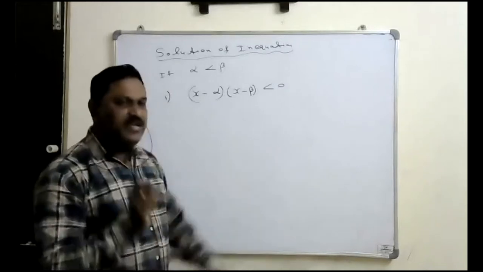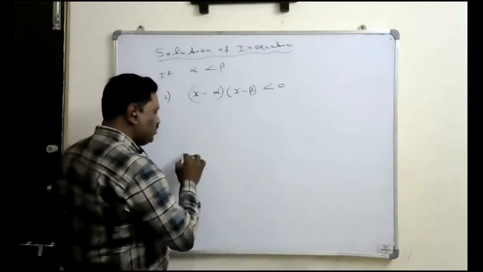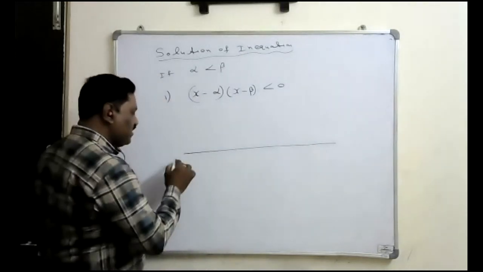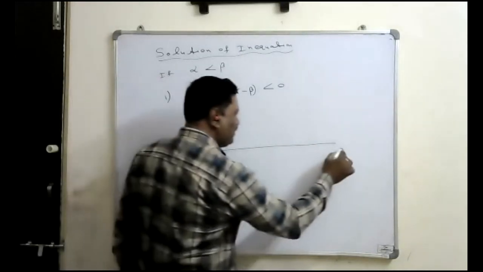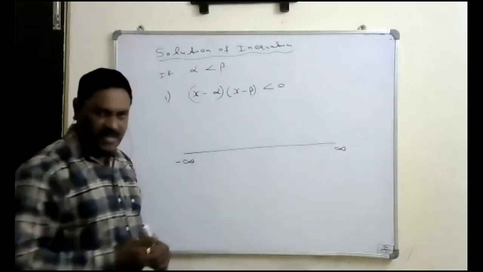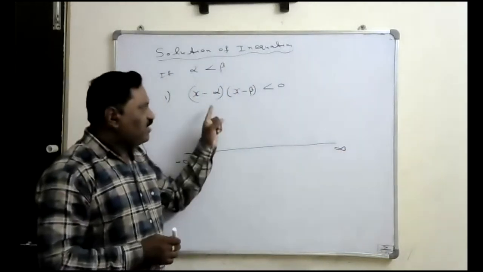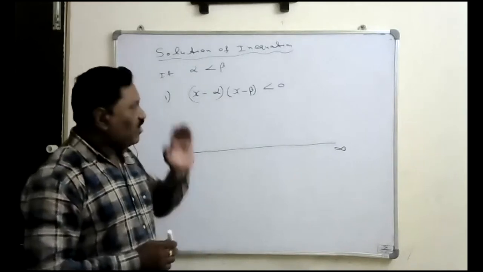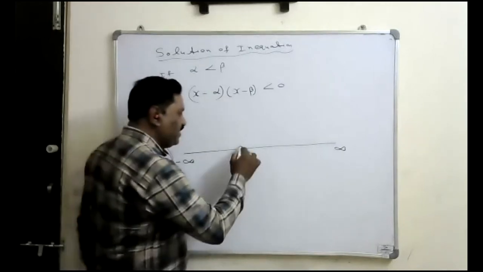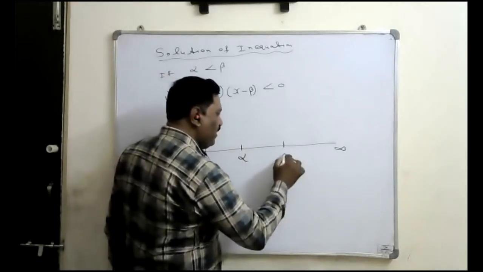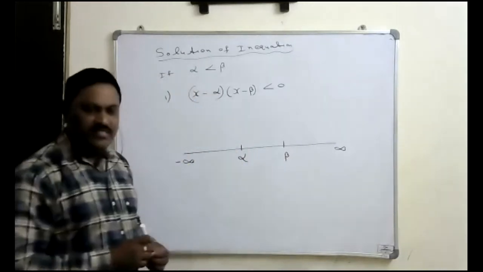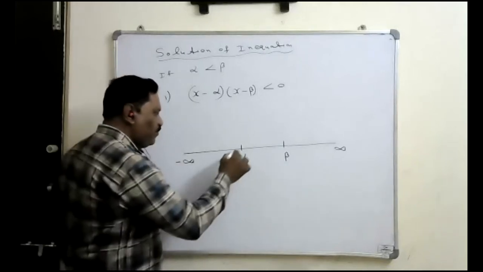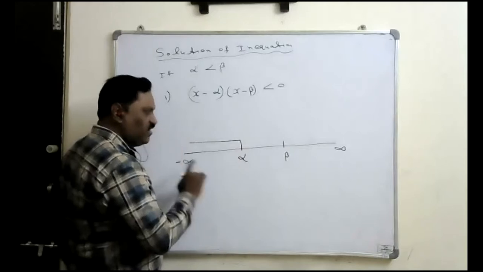For solving any inequation, first take a real line. Real line means the numbers from minus infinity to plus infinity are all there. On this real line, take the roots of this equation. The roots are alpha and beta, where alpha is smaller than beta. Alpha is here and beta is here. Then the entire real line is divided into three parts. One is less than alpha.